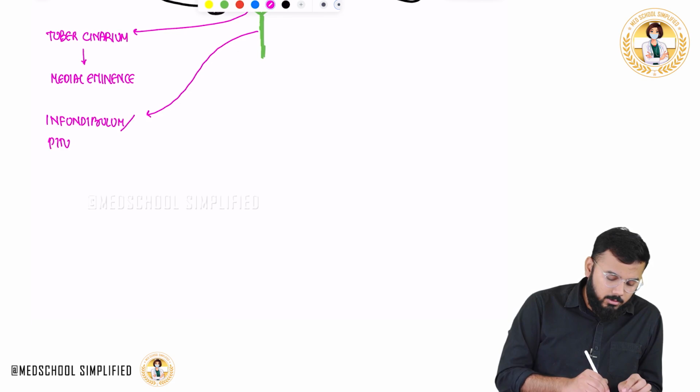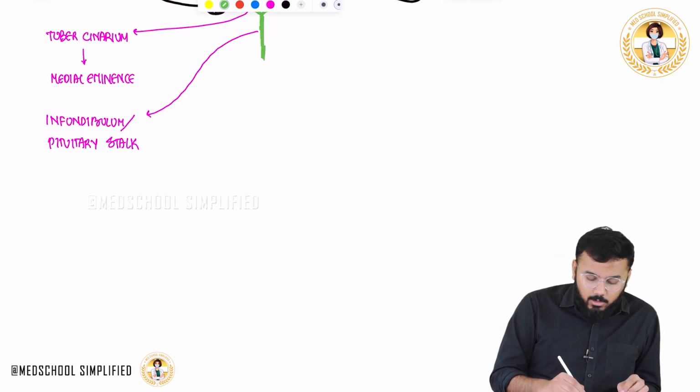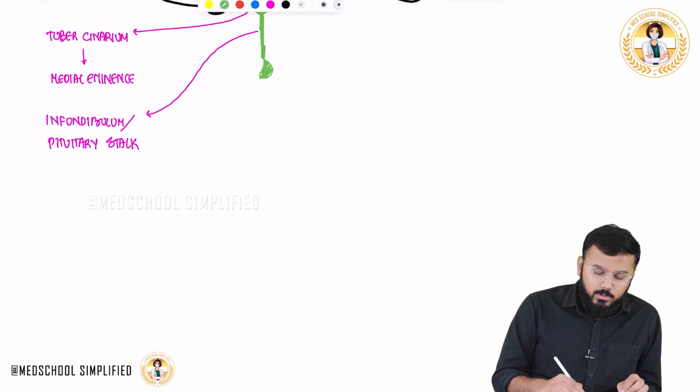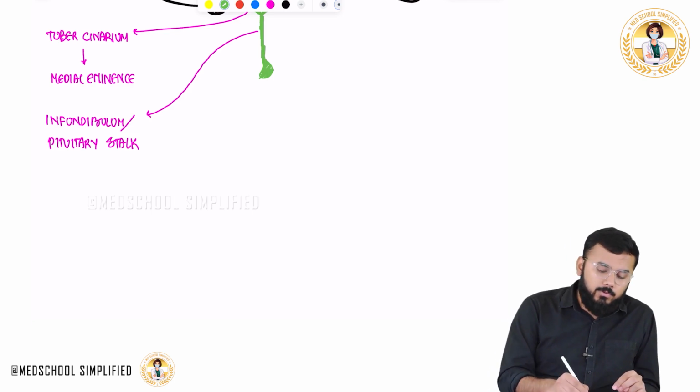Infundibulum or pituitary stalk. Now attached to this infundibulum or pituitary stalk, you have this particular structure. This is called the pars nervosa. So what is pars nervosa? Pars nervosa is nothing but your posterior pituitary or neurohypophysis.